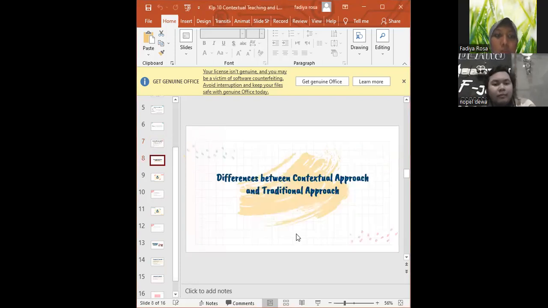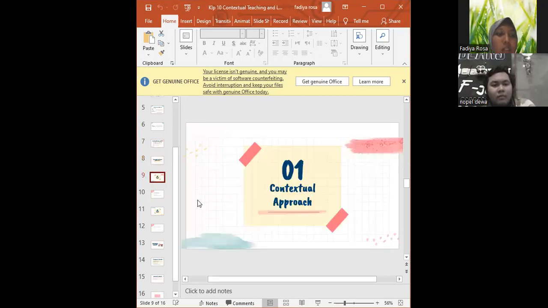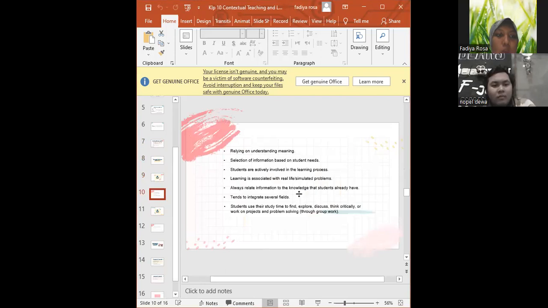The next slide is the differences between the contextual approach and the traditional approach. We learn about the contextual approach first. The contextual approach relies on understanding meaning. The second is selection of information based on student needs. It means that not all the information is given to students, but just what they have to learn at their age. And the third is that students are actively involved in the learning process.